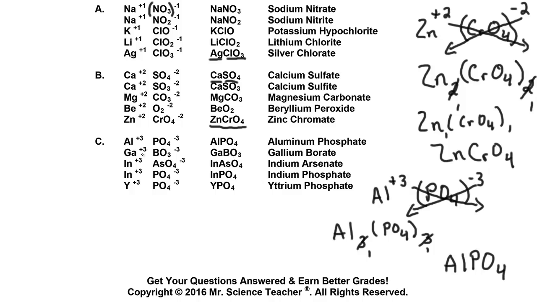All right, gallium +3, BO3 is borate, gallium borate. See, we're just shoving them together. We're taking our positive ion and shoving it with our negative anion, or negatively charged polyatomic ion. So gallium borate. Indium +3, right? AsO4 is arsenate. So indium arsenate, InAsO4. Indium phosphate, InPO4. Yttrium phosphate, YPO4.